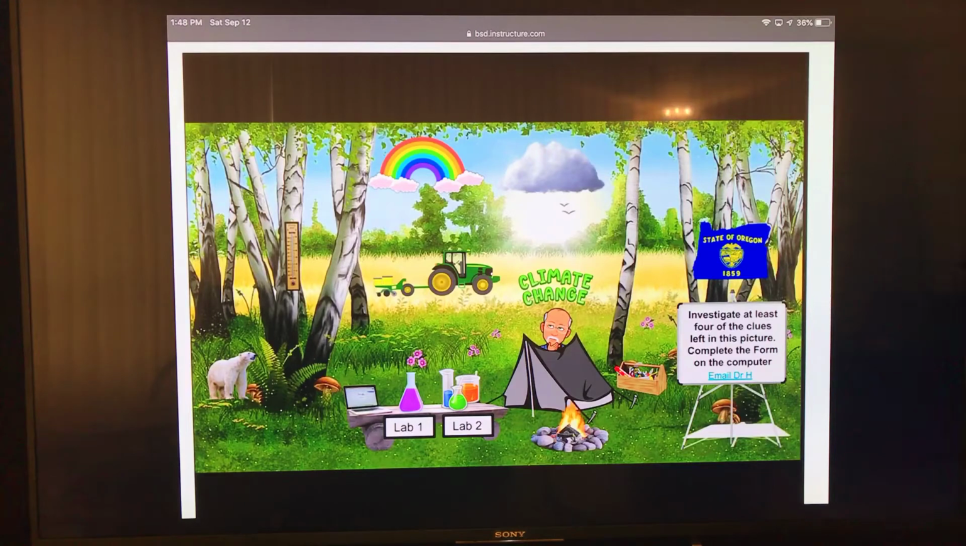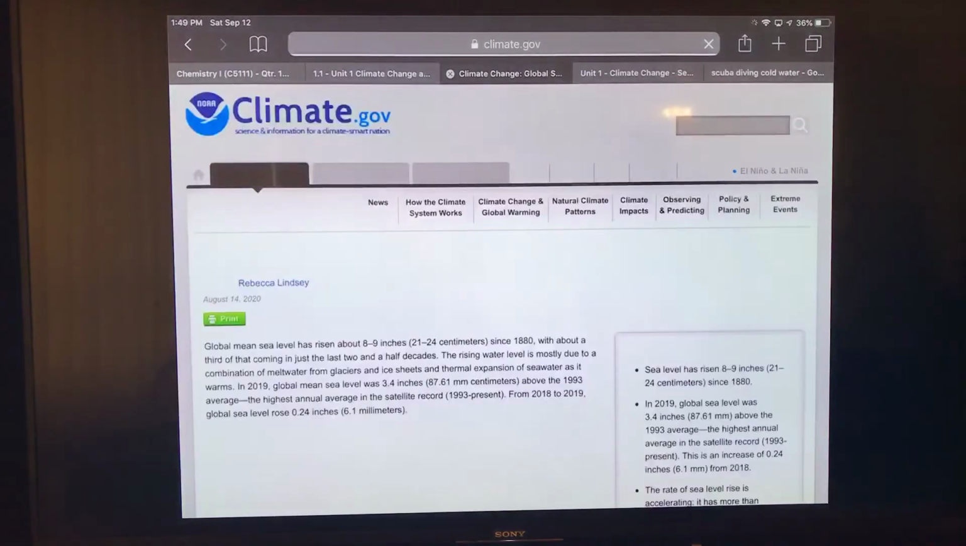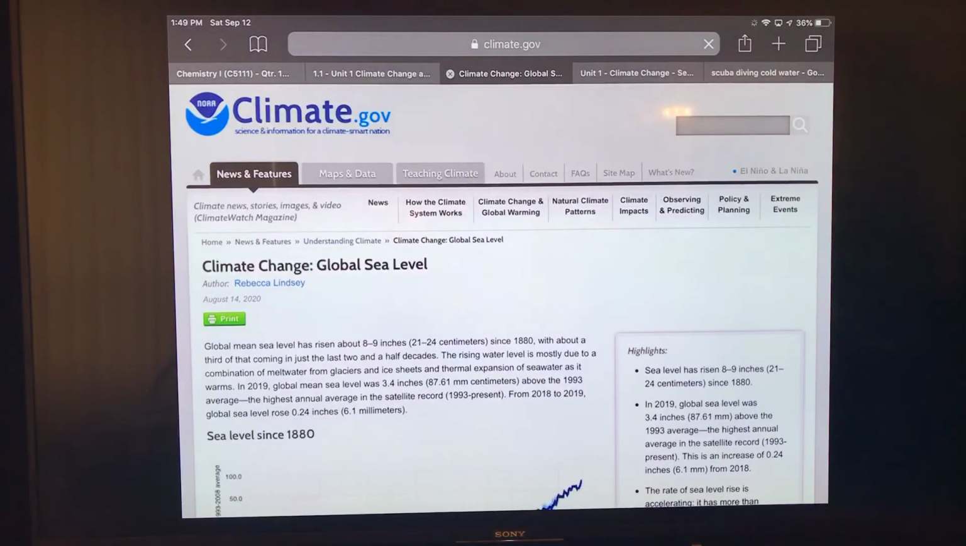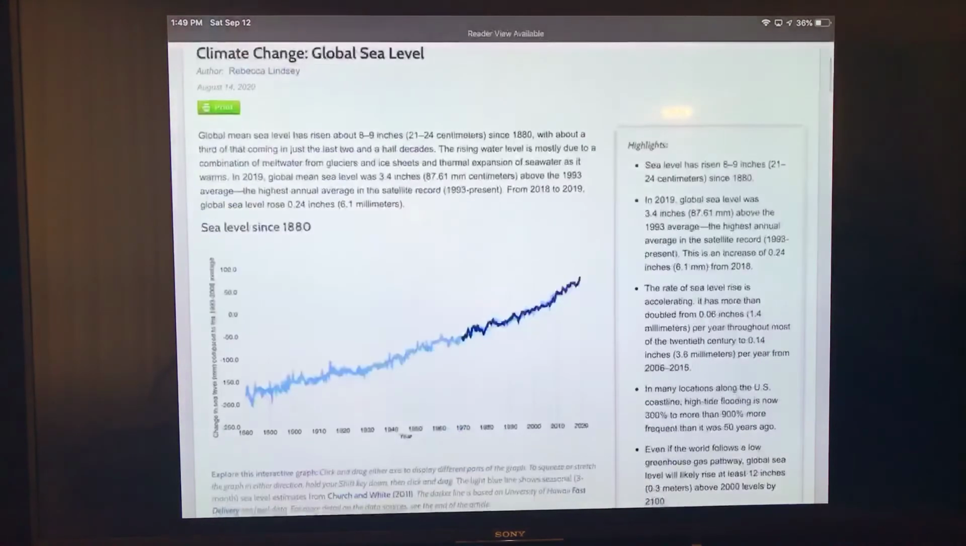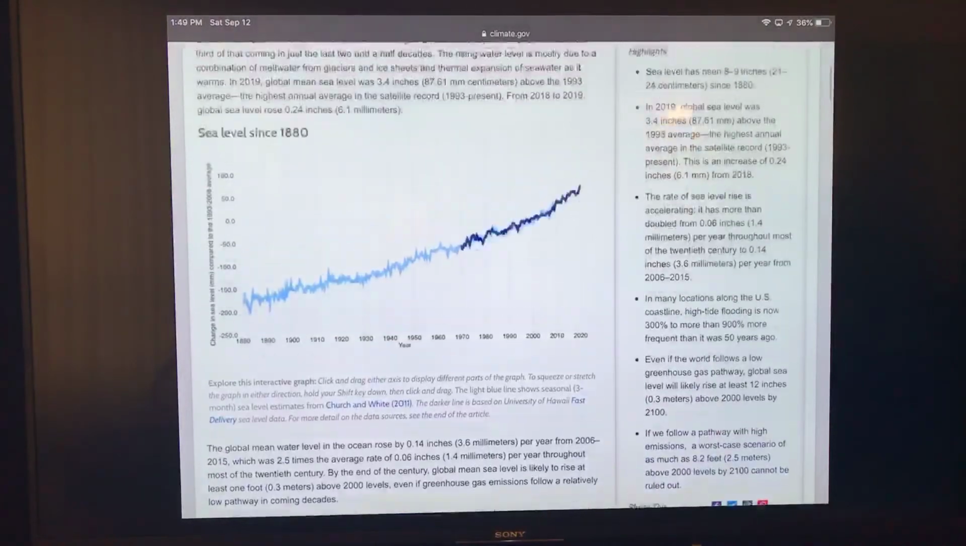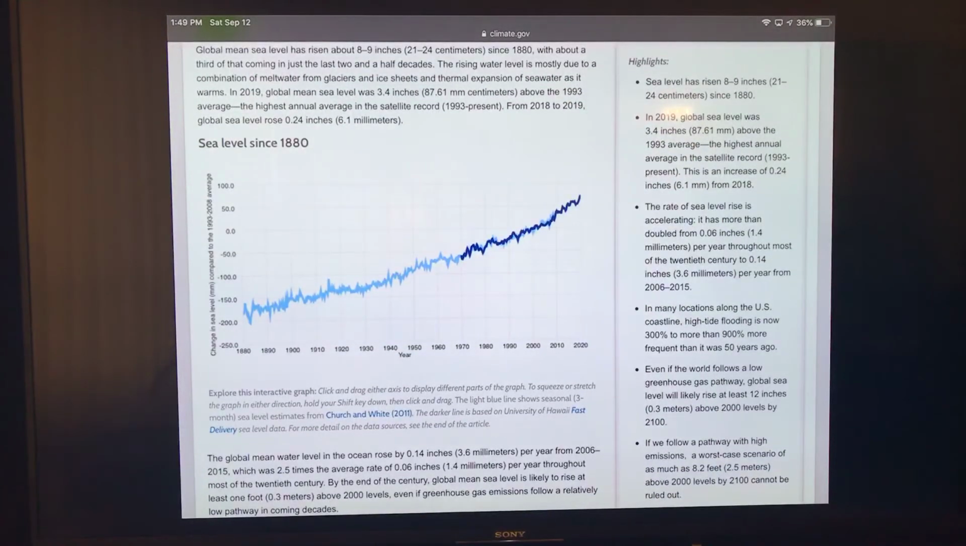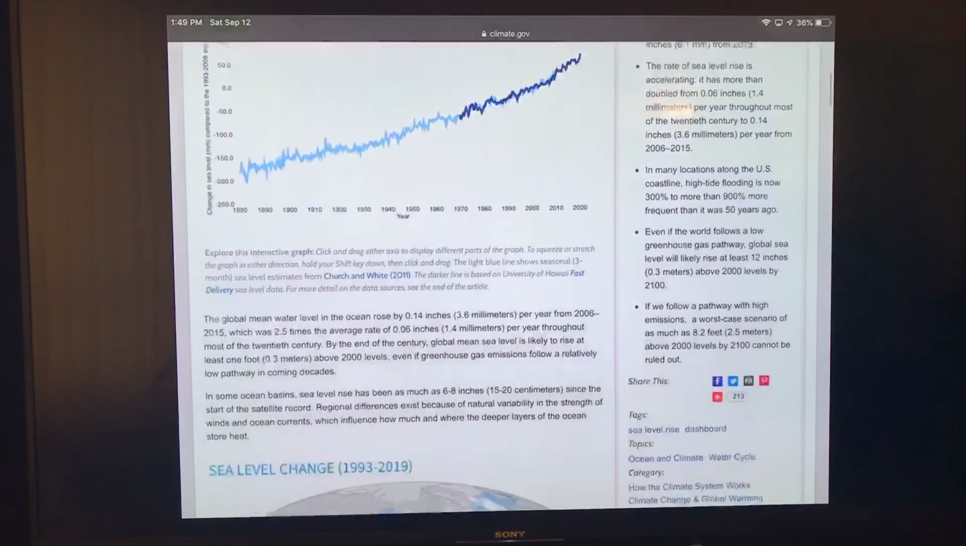As an example, if you say, okay, I bet the polar bear is one of the clues, you would be right. And so going over here, what you would see is a little paper on climate change. That'll be popping up here in just a moment. There we go. There's a little bit of writing, there's a graph, and there's a summary of highlights about the article on the right side with some numbers.